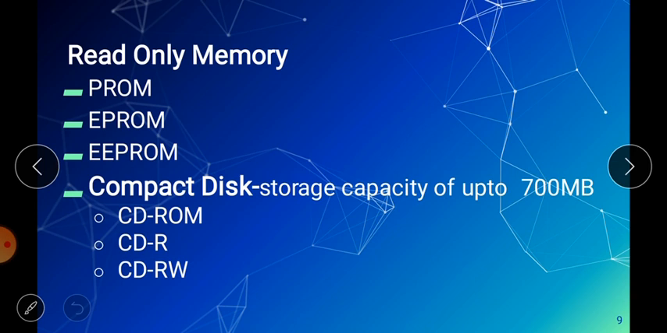For example, you have bought a CD from the market, any movie CD or any software CD. You can't write anything on that particular CD. You can just read the CD, you can just access the CD. So these types of memory in which you cannot write anything, these types of CDs, are called read only memory.